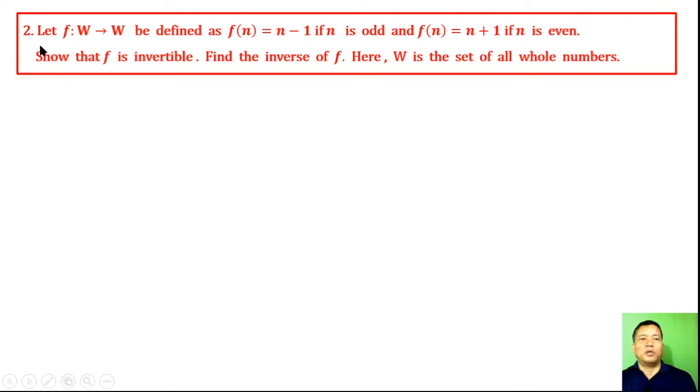Question number 2. Let f be a function from the set of whole numbers to whole numbers, defined as f of n is n minus 1 if n is odd and f of n is equal to n plus 1 if n is even, so that f is invertible. Find the inverse of f, where W is the set of all whole numbers.